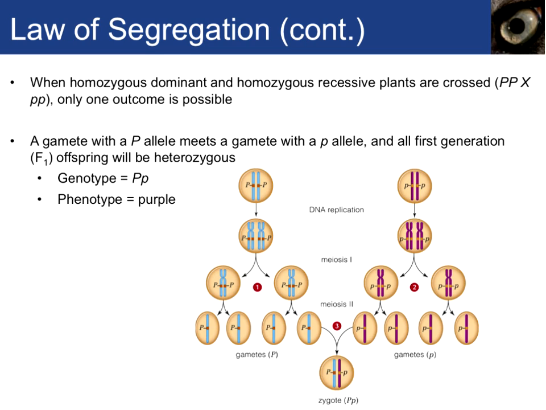When homozygous dominant and homozygous recessive plants are crossed, only one outcome is possible. A gamete with a dominant P allele meets a gamete with a recessive p allele, and so all of that first generation of offspring are going to be heterozygotes. One gamete from the parent on the left fuses with a gamete from the parent on the right. So the genotype is capital P, lowercase p. Again, this right here is the genotype, and the phenotype is going to be purple.